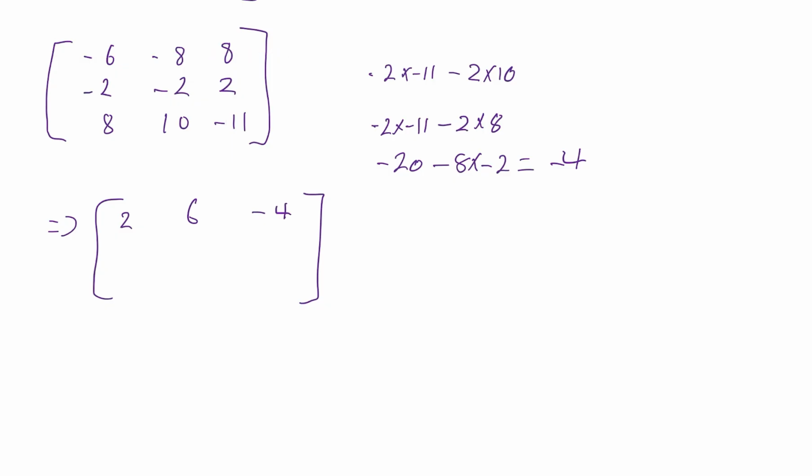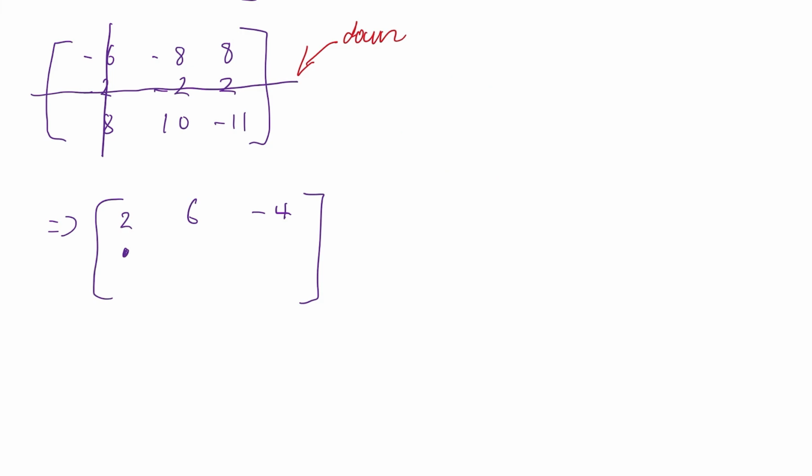Now, to find this box, we move this line down 1. And then we still go across again. So it's going to be minus 8 times minus 11 minus 80, because 10 times 8. It's just simply going to give us 8.